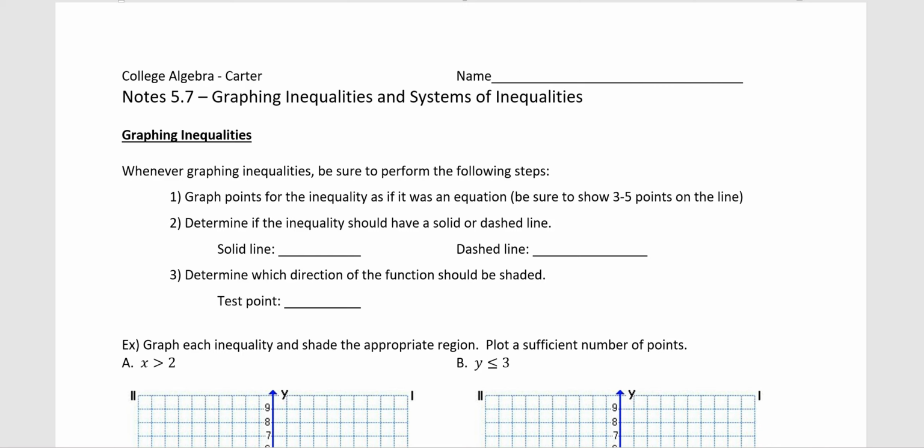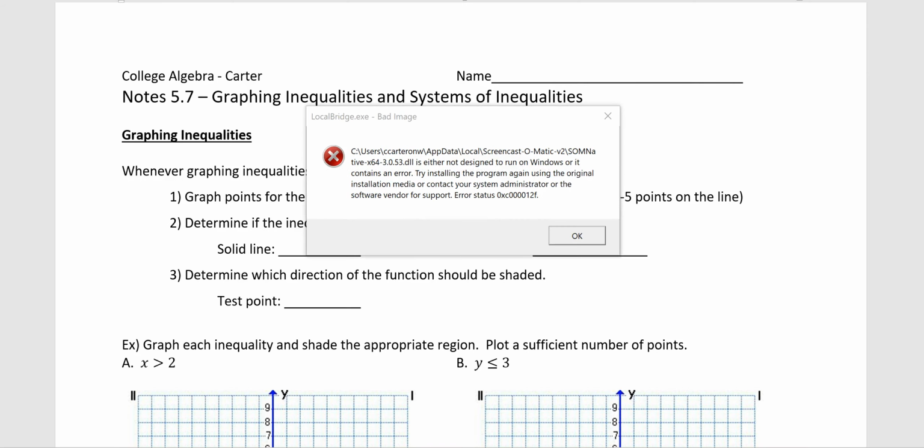5.7, Graphing Inequalities and Systems of Inequalities. I'm happy to say this section, for the most part, is entirely review from Algebra 1 and Algebra 2.